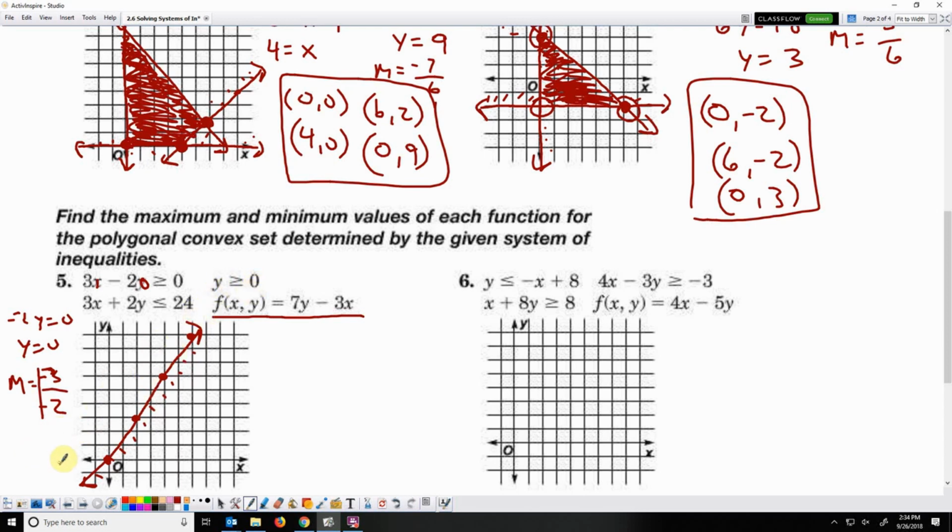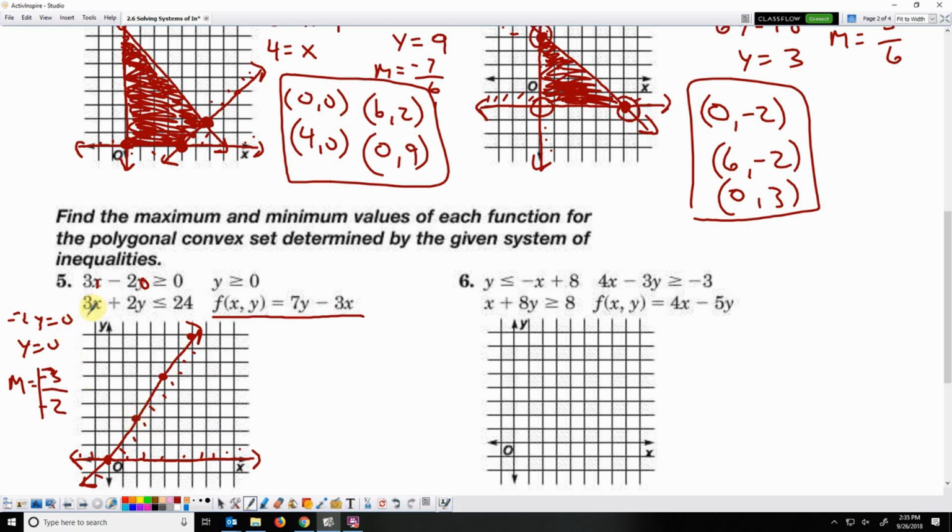Y is greater than or equal to 0. That would be on the x-axis. And if we really think about it, y is greater than or equal to 0. Just greater than means it's got to be above that line. So we're going this way, shading up. So far I've shaded this area both times.